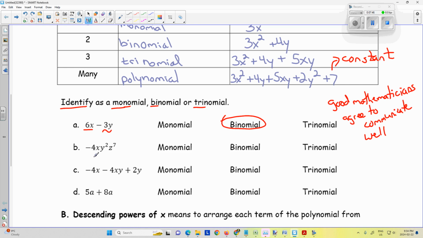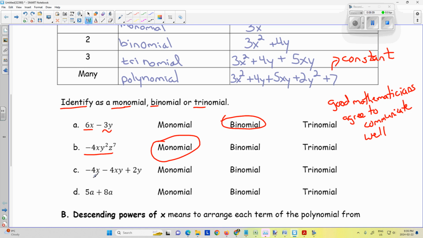This one, it's got a whole lot of letters in it, but it is just one term. It's negative 4xy squared z to the 7. It is a monomial because there's no plus sign holding any of those terms together. It's just one.